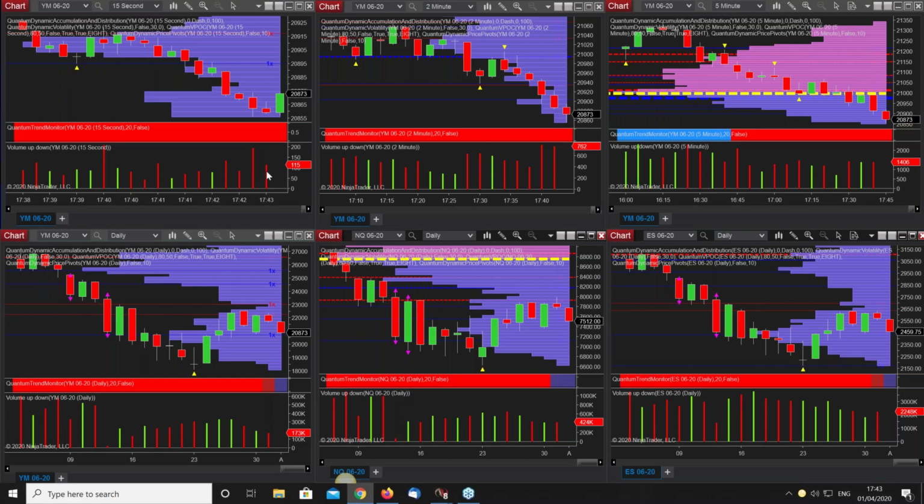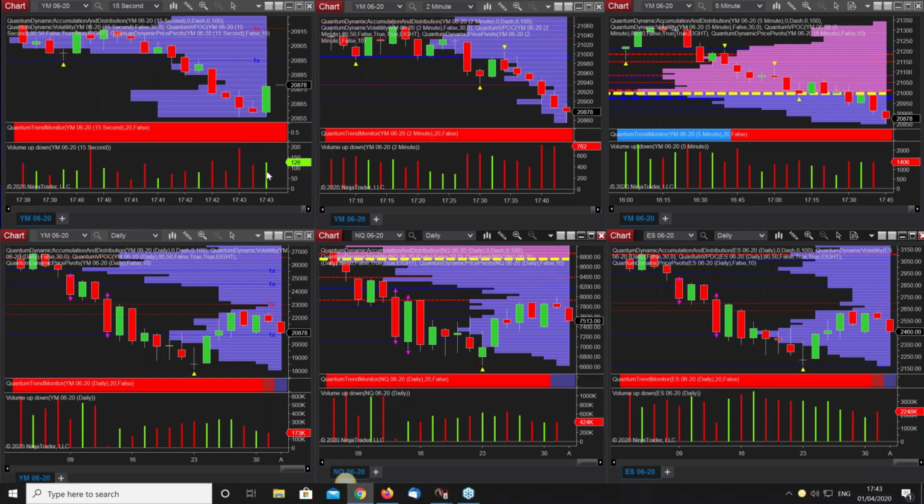Volume's fallen away a little bit on 15 seconds. So you're expecting there's a little bit of selling pressure diminished there. You might be looking at a rally here. No great surprise when it comes.